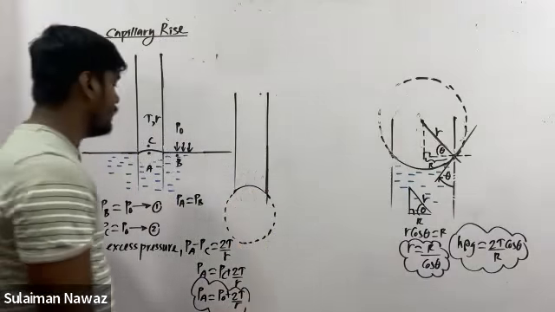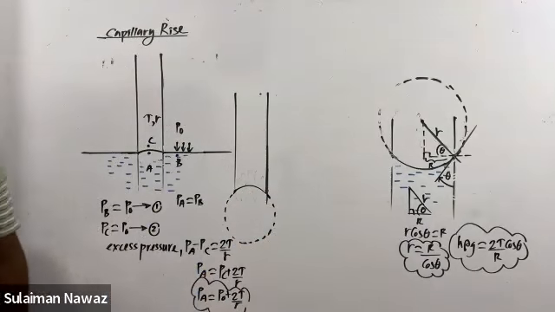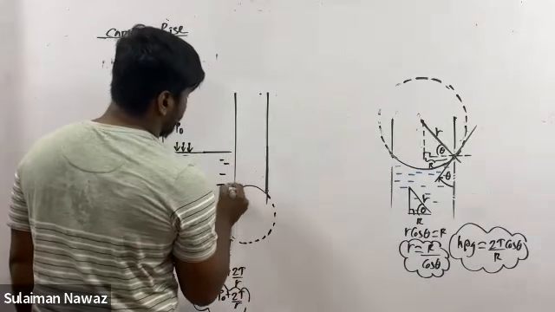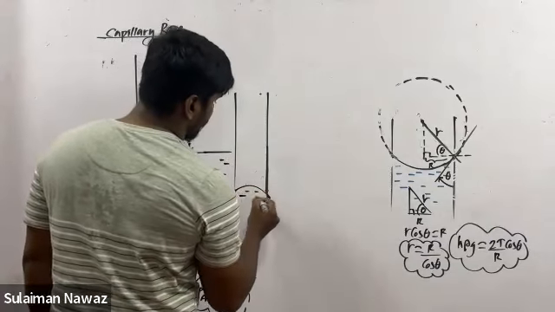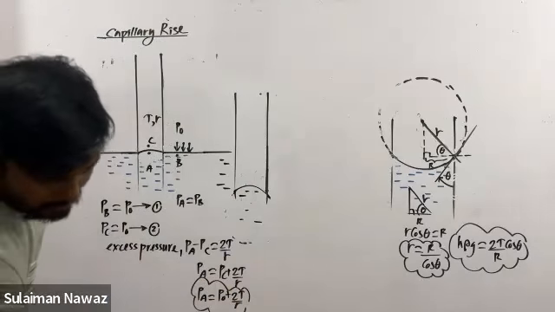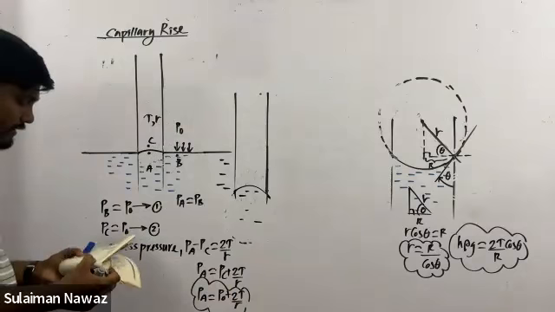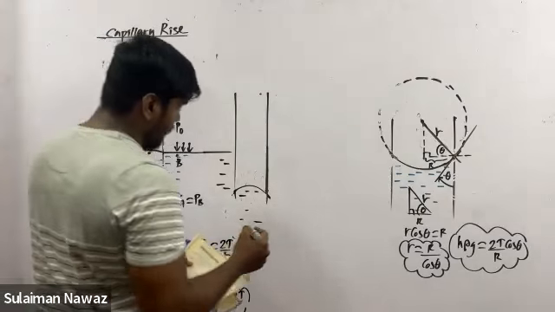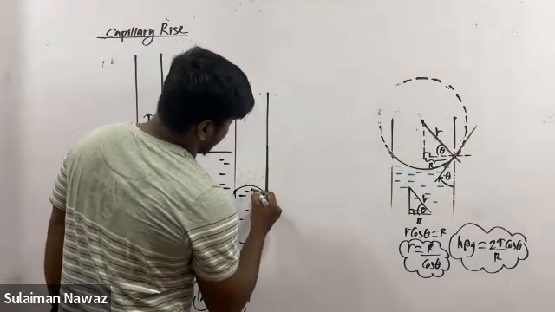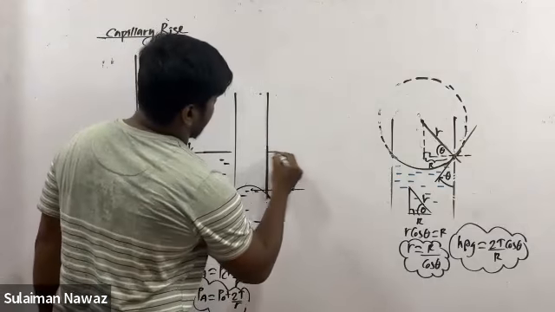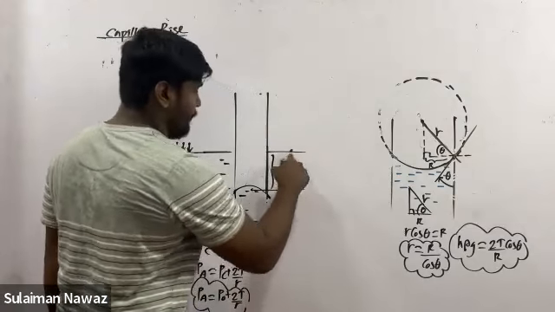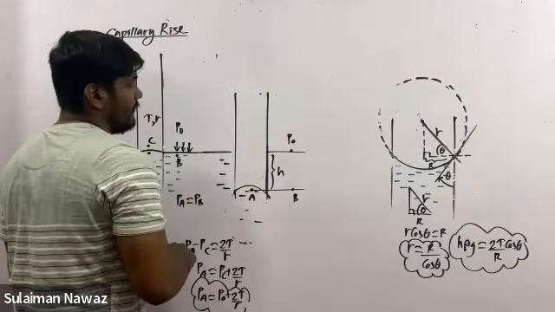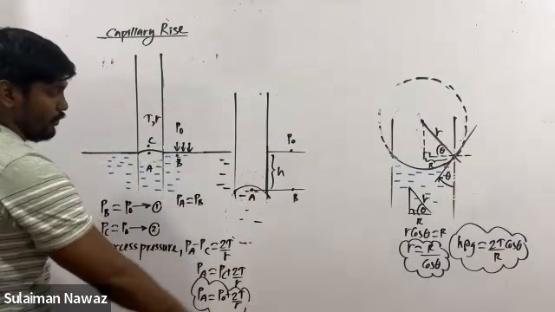right? Now, it's how the liquid would be. Then if I take 2 points, this point and this level, this is a simple h. Pressure at this point, we know, is P naught. If this point is point B and this point is point A, then we know PA equals P naught plus 2T over simple r.